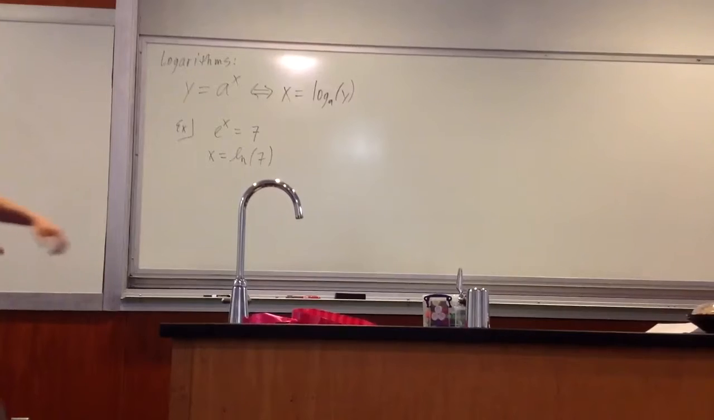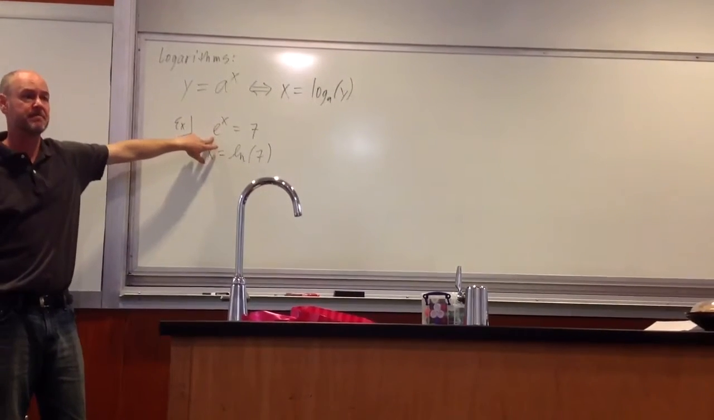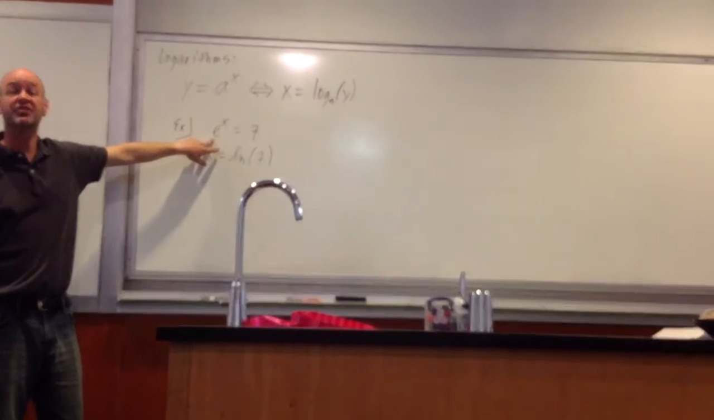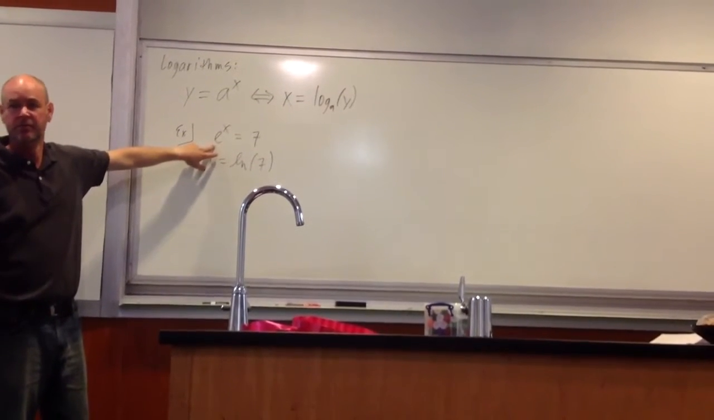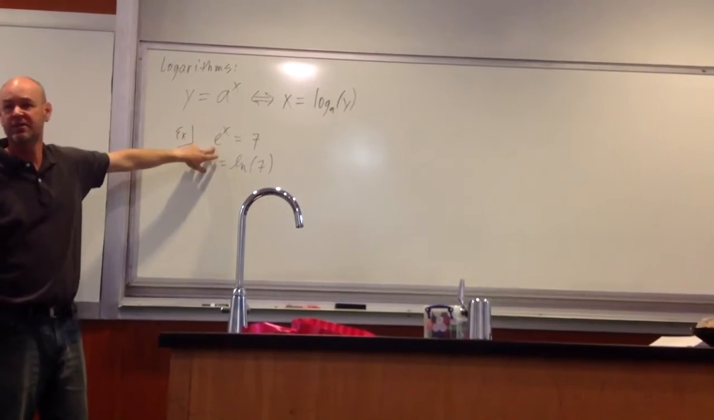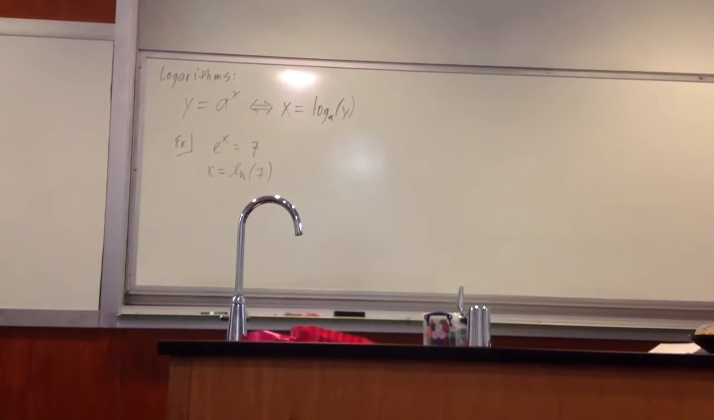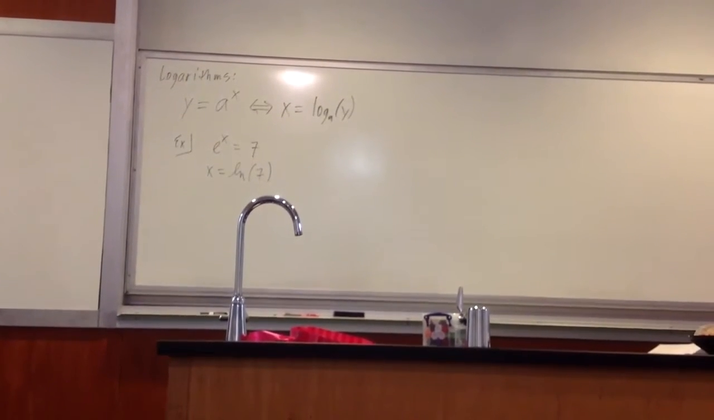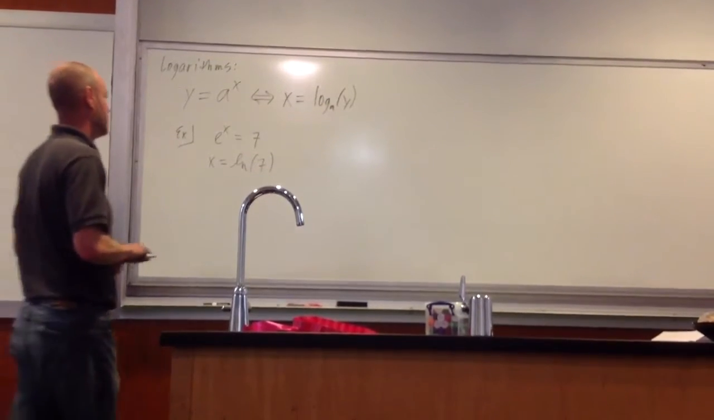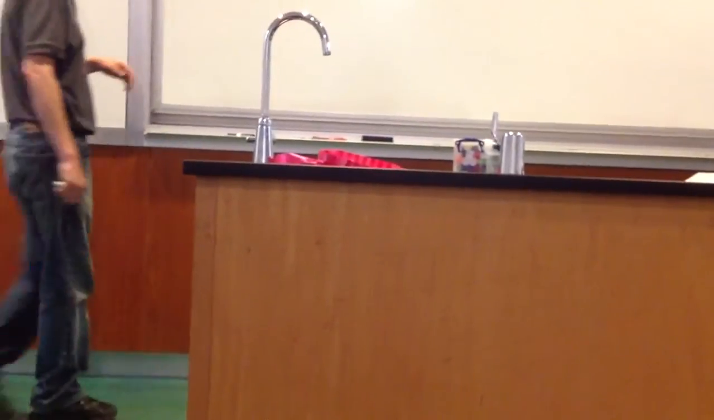So, let's do this. e to the first power is 2.7, right? e to the second power is going to be, what do you think? 5, 6, something like that. Why don't you go ahead and do that? What's e to the second power? 7.389. Sounds good.